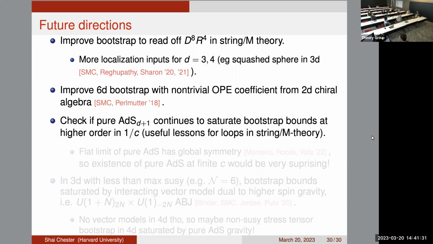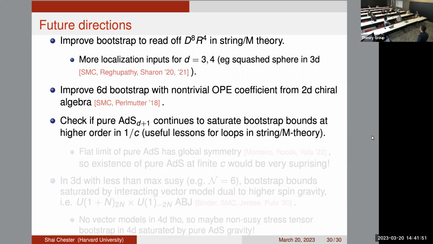Going back to the main theme of comparing pure supergravity to these bounds, it would be nice just to compute the 1 over C expansion to higher order. Because so far we computed to order 1 over C squared, we computed to 1 loop order, but it would be even nicer to compute it to 2 loop order, because then presumably we would be able to compare the 1 over C expansion to some bigger regime of C.